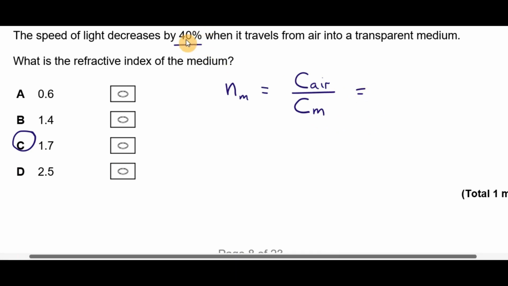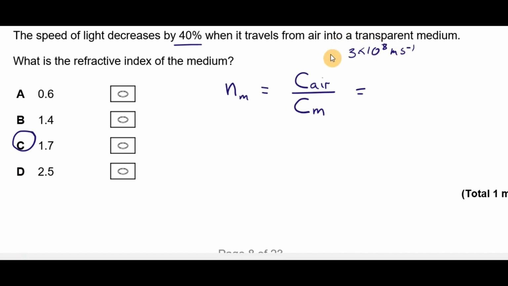Now, I could fiddle around. I know the speed of light is 3 times 10 to the 8 meters per second, and I could mess around finding exactly what the speed of light is in this medium and then putting those numbers into the equation. But as everything is just a ratio of the speed of light in air to the speed of light in the medium, I can just use these percentages.